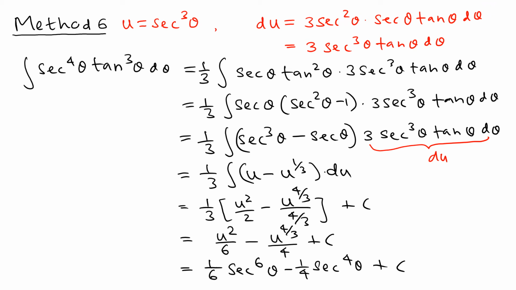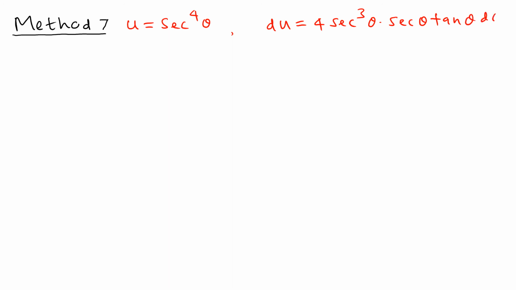So let's do the next one, the 7th method. In this method, you can try u equal secant 4th power theta. So steps are similar. So du equals 4 secant cubed theta, and then secant theta tan theta d theta, combine. So it is 4 secant to the 4th power theta tan theta d theta.